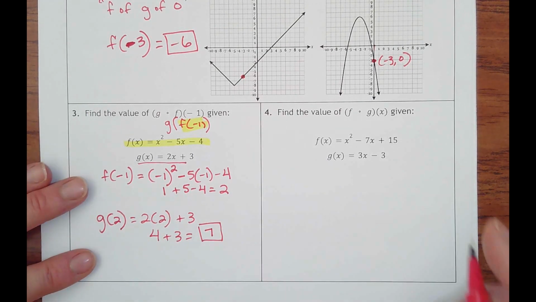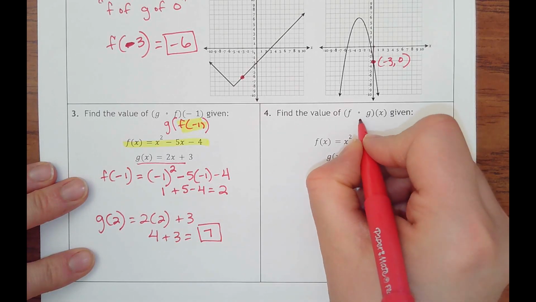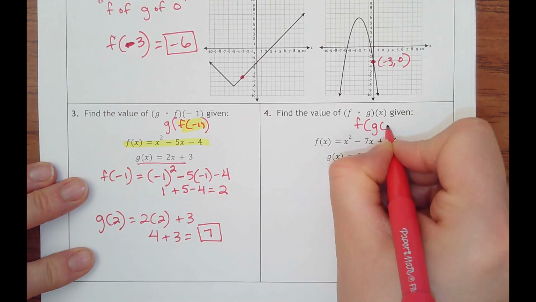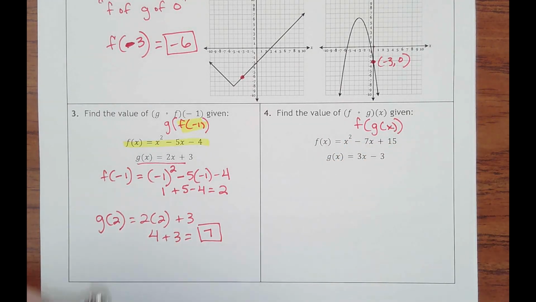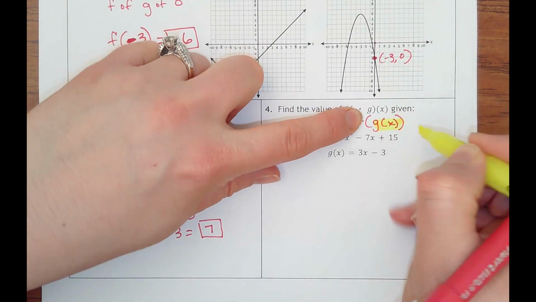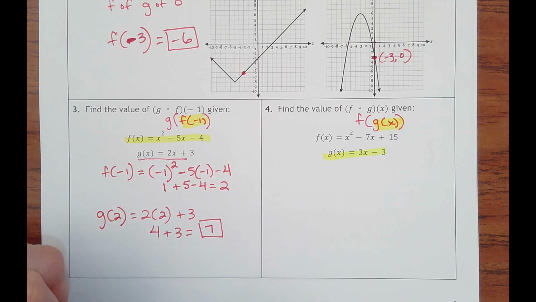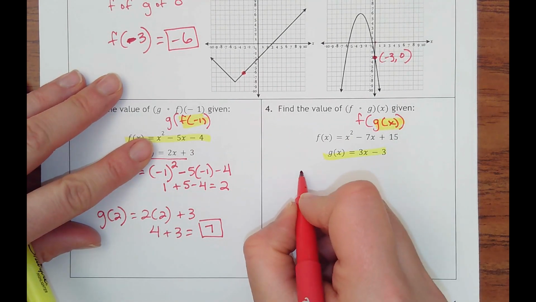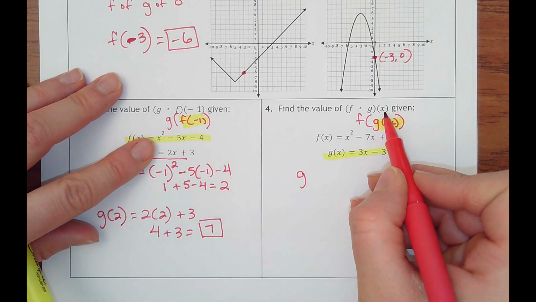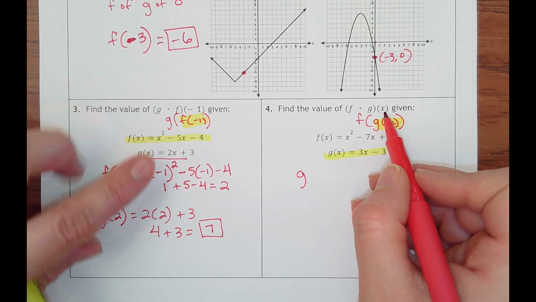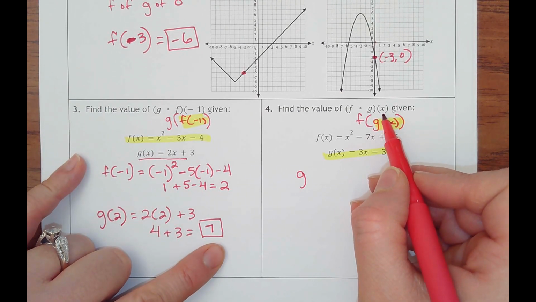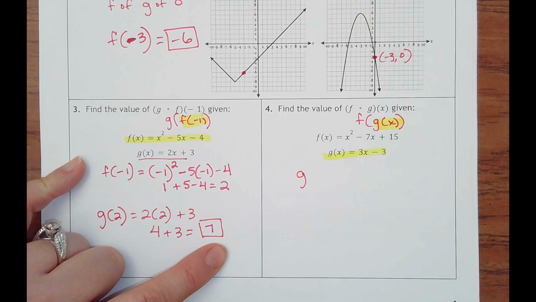And then the last one looks like fog, but it's F of G of X. So I want to find G of X first, then plug that into F of X. So I would be using this one. And notice I don't even have a number, so I'm not going to be able to get a nice number like I did in the last problems. I'm going to get a function or an equation out of this.